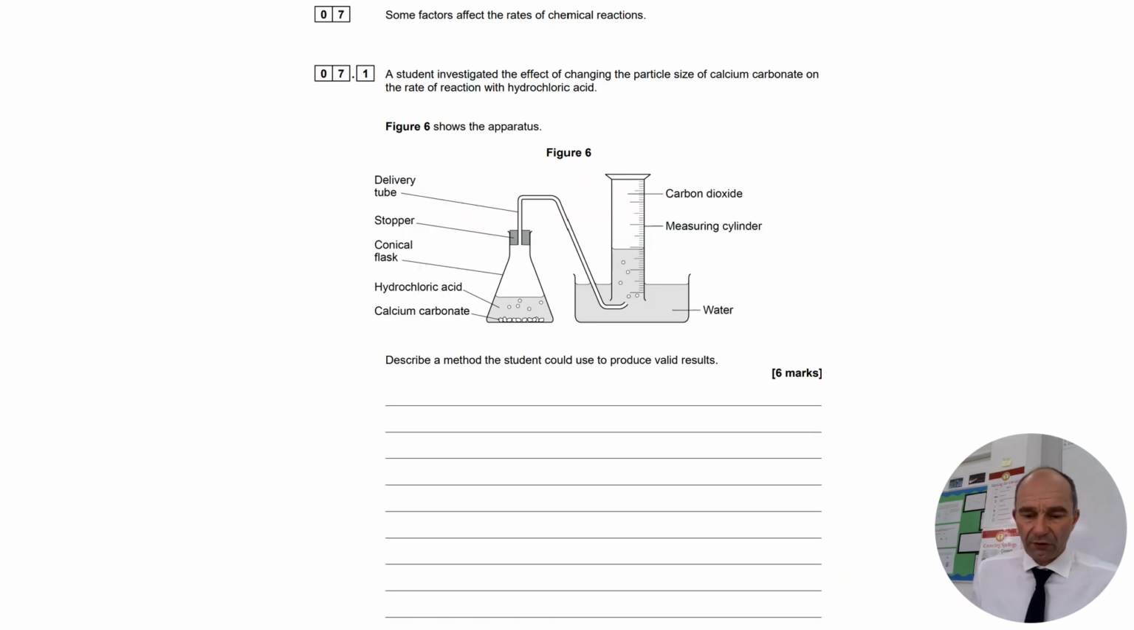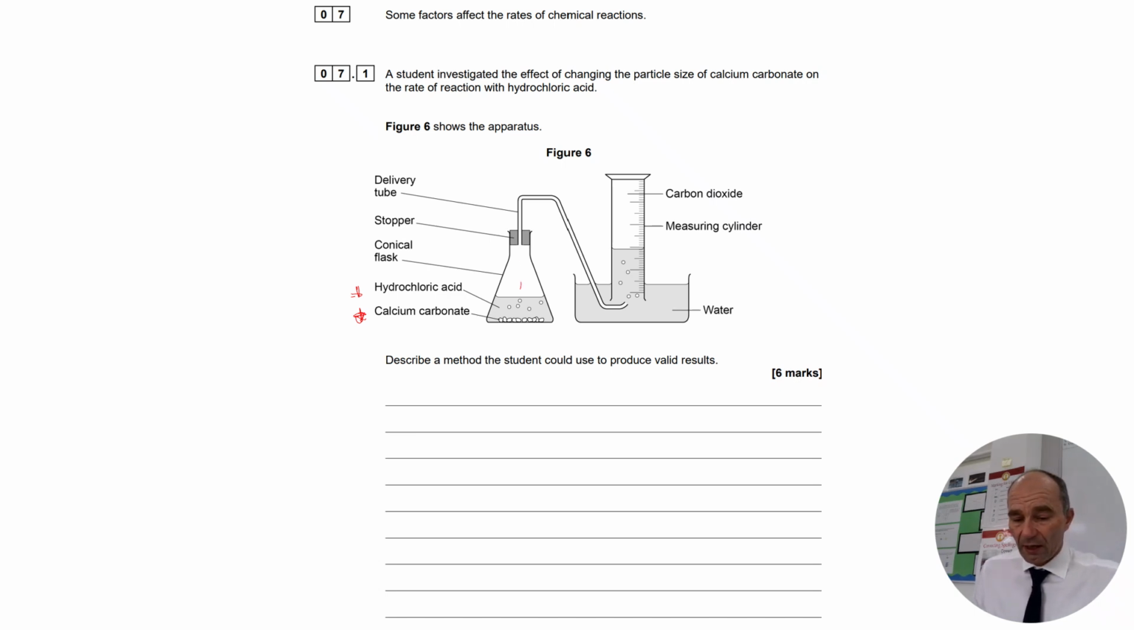And that brings us to the final question. So this is all about rates of reactions. So the student is investigating the effect of changing the particle size of calcium carbonate on the rate of reaction with hydrochloric acid. So you've got the setup here, which is probably quite a common setup that you might have used in school. So you've got your conical flask, you've got your hydrochloric acid, and you've got your calcium carbonate in there as well. And what will happen is that's going to produce carbon dioxide gas.